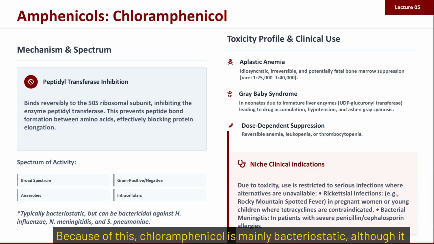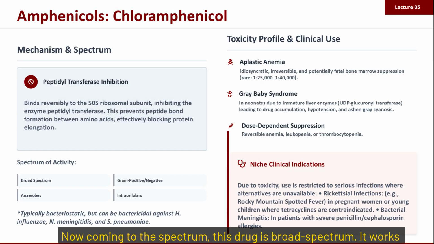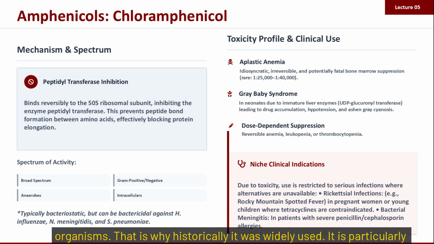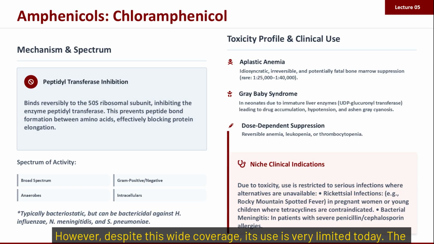Because of this, chloramphenicol is mainly bacteriostatic, although it can be bactericidal against some organisms. Now coming to the spectrum, this drug is broad spectrum. It works against gram-positive, gram-negative, anaerobes, and intracellular organisms. That is why historically it was widely used. It is particularly effective against organisms like H. influenzae, Neisseria meningitidis, and Streptococcus pneumoniae. However, despite this wide coverage, its use is very limited today.